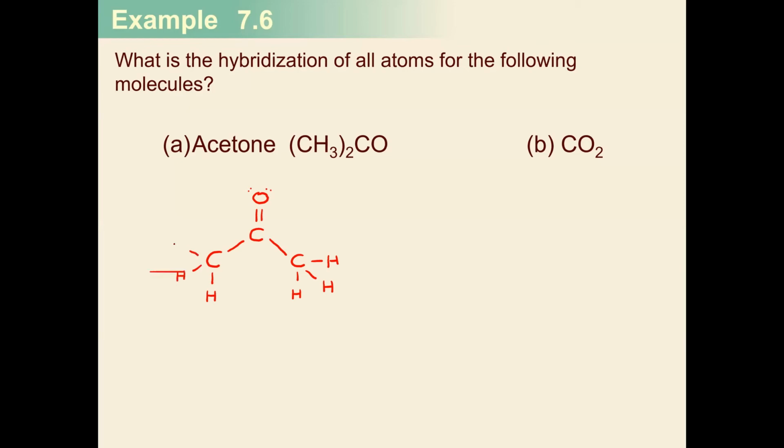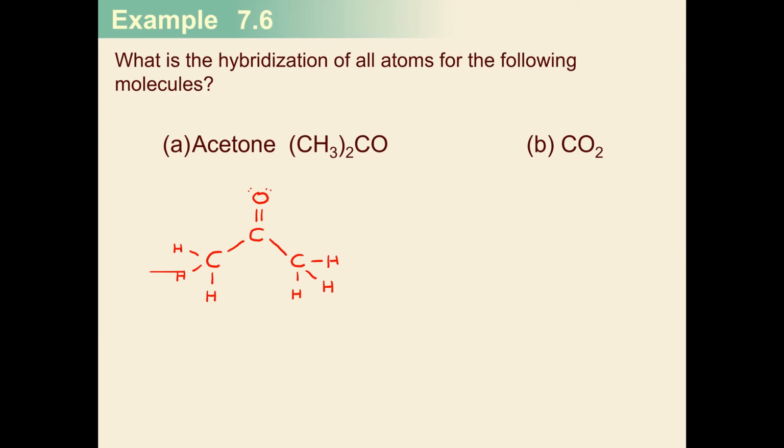So the nice part about it is that hydrogen does not hybridize because it has only 1 electron and can stay in its atomic orbital. So we really have 4 atoms that we need to deal with, those being the 3 carbons and finally the oxygen. So let's go ahead and look at the left carbon.